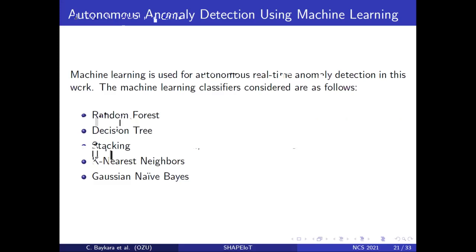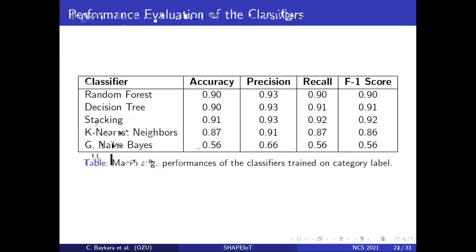And if I may, I would also like to share with you some of the results. Here you can see the macro average performances of our classifiers trained on the category label. This is a 5-class classification problem. The amount of different class instances in the dataset were somewhat imbalanced, and therefore the training data was chosen so that the amount of class instances would be balanced. Therefore, we used the macro average performances here.